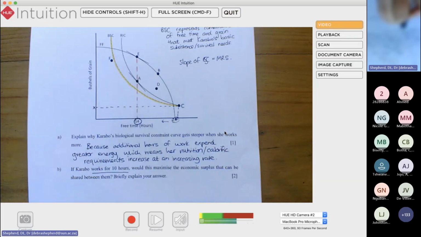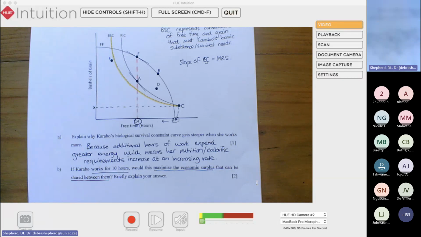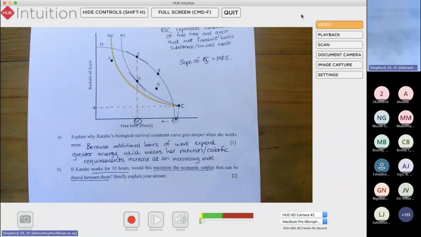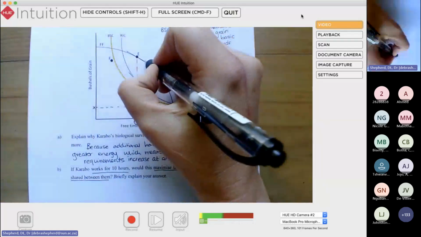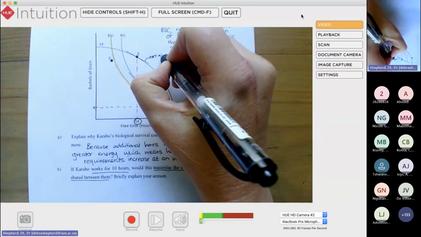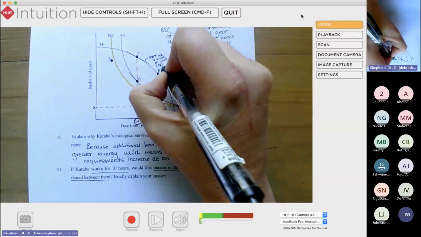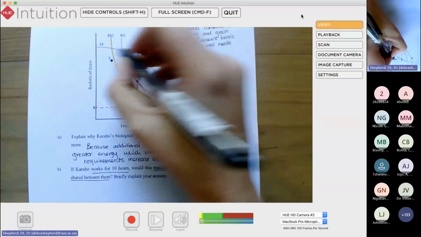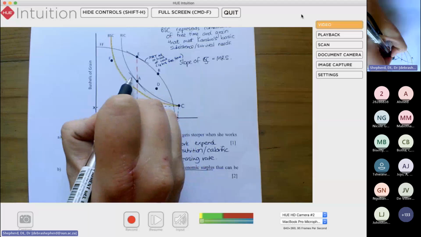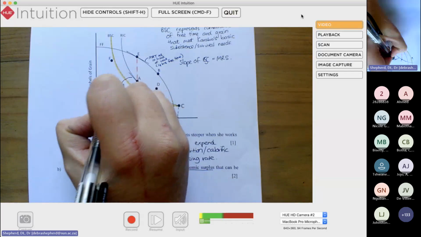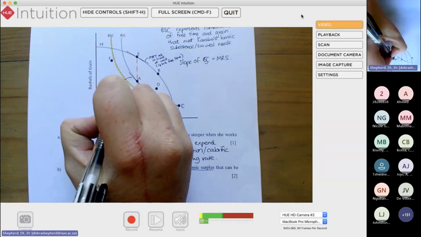Looking at the picture, does this maximize the economic surplus that can be shared between them? Yes or no? Does it maximize the economic surplus? The slope at A and the slope at E are different. This tangent line at E represents the MRT at 10 hours of work or 14 hours of free time. So the slope of the feasible frontier is the MRT. The tangent line at A is the marginal rate of substitution at 10 hours of work or 14 hours of free time.